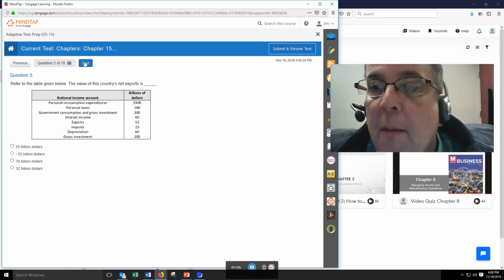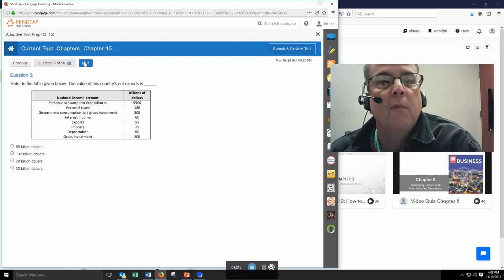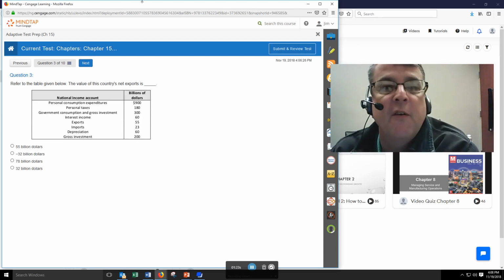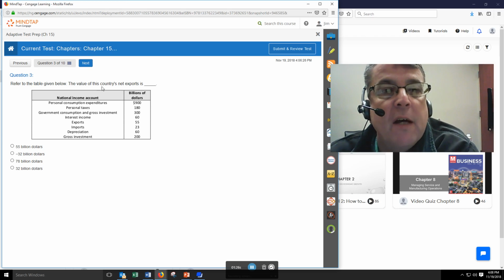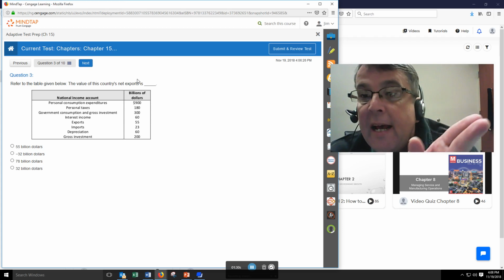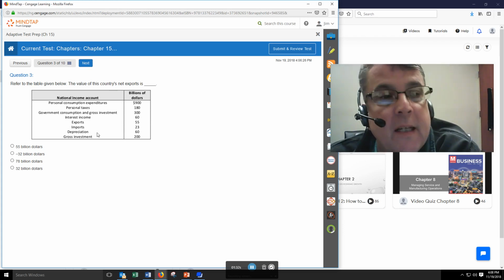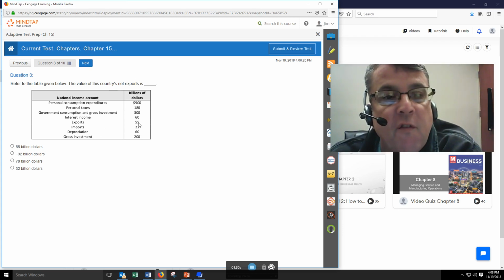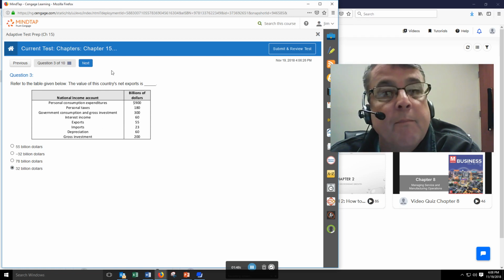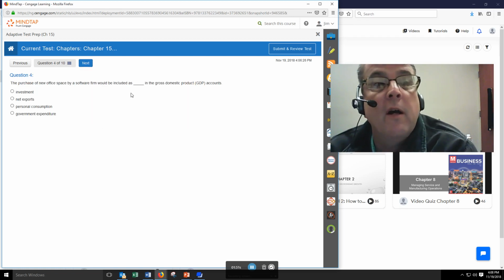Next thing here, and this is something new. We're going to work on calculating different components of GDP. The value of this country's net exports is. Now, if you'll remember, net exports is equal to exports minus imports. So we go to exports here, that's 55 billion, minus their imports, 23 billion. That's going to leave us $32 billion, and they're in the positive. If imports were greater than exports, then it would be negative. So we're going on to the next question here.